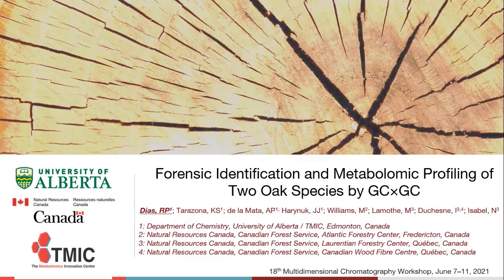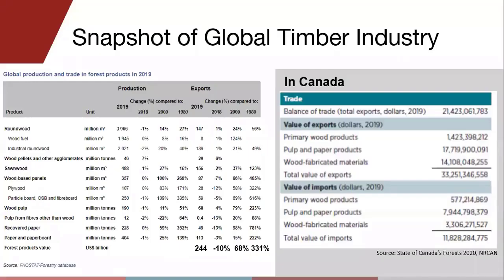Before I go into any chromatography or chemistry for that matter, let's first look at the global timber industry. Here I've provided a snapshot of it for you, but as you can tell, there's a lot of text and numbers, so I won't be reading this to you, but I will highlight three important pieces. First, globally speaking, wood and wood products are valued at about 244 billion US dollars, or at least they were valued at that in the year 2019.